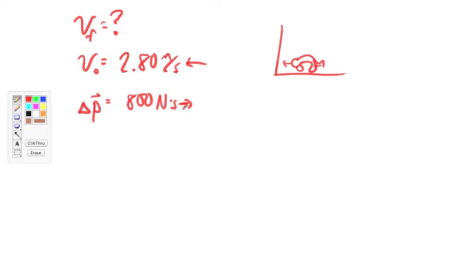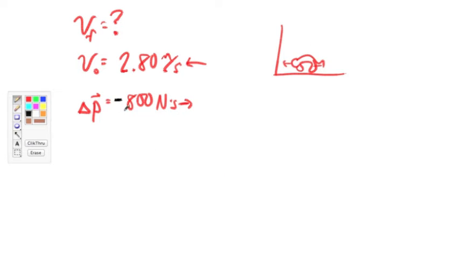Okay, left, right, left, right. One of these needs to be a negative to make this work out mathematically. That's why we're paying attention to the direction. So what I'm going to do is call this a negative 800. It is pushing backwards on the car.